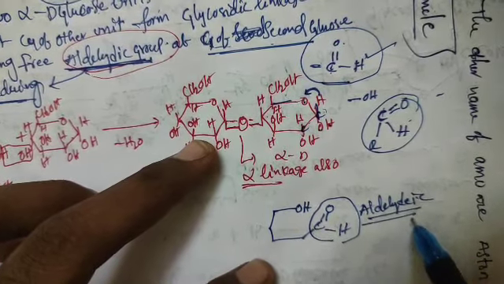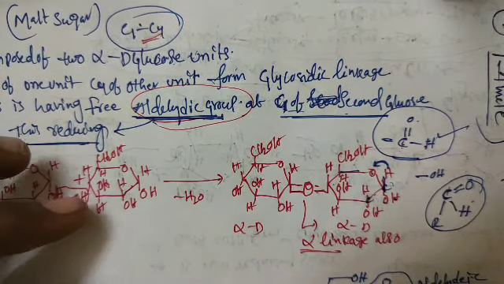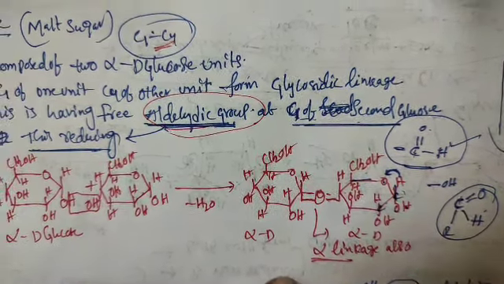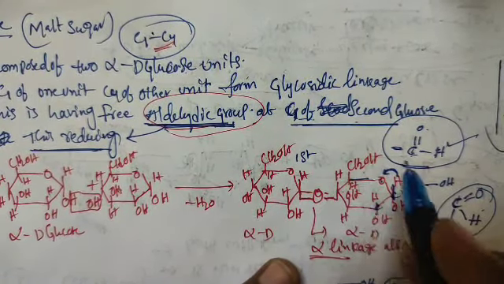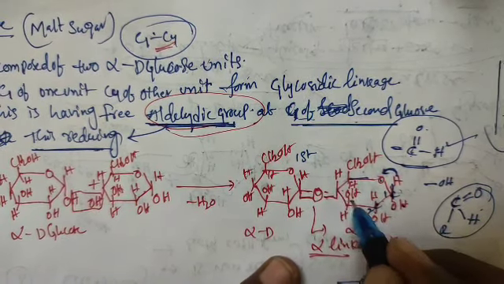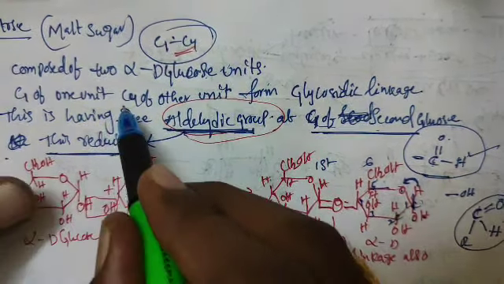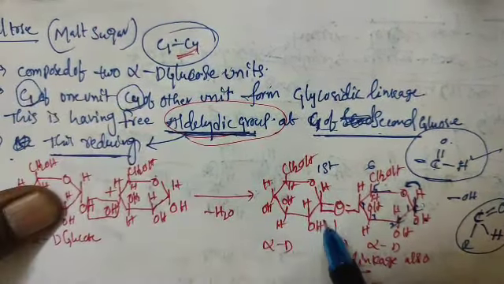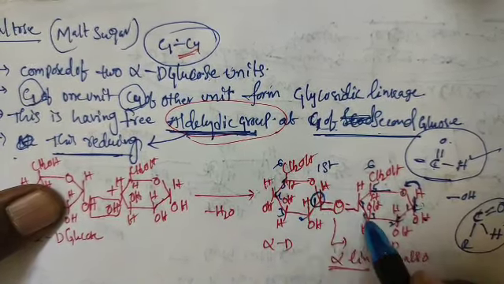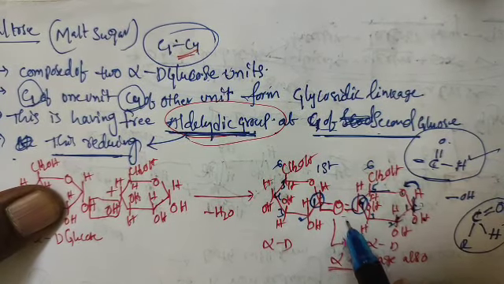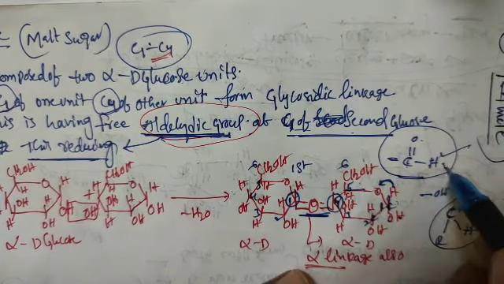Aldehydic group. So maltose has an aldehyde group. That's why it is a reducing sugar. Where is it, carbon number? At the second glucose. This is the first glucose. At the second glucose, first carbon, 1 carbon, 2 carbon, 3, 4 and 5th, 6th. So the glucosidic linkage will form where? 4th carbon and 1st carbon. So the first carbon and 4th carbon will form the glucosidic linkage. So the first carbon has the aldehydic group.